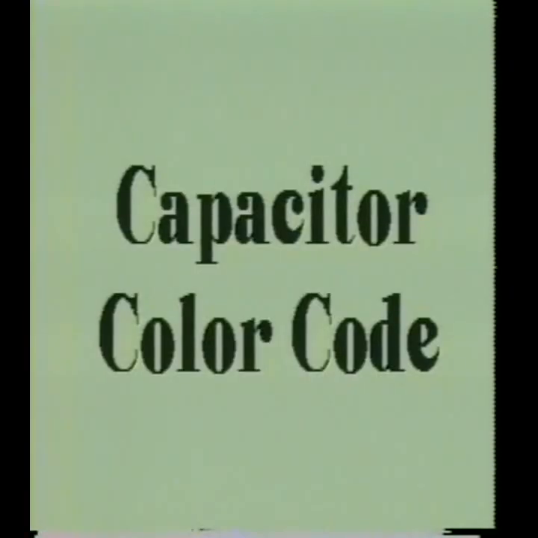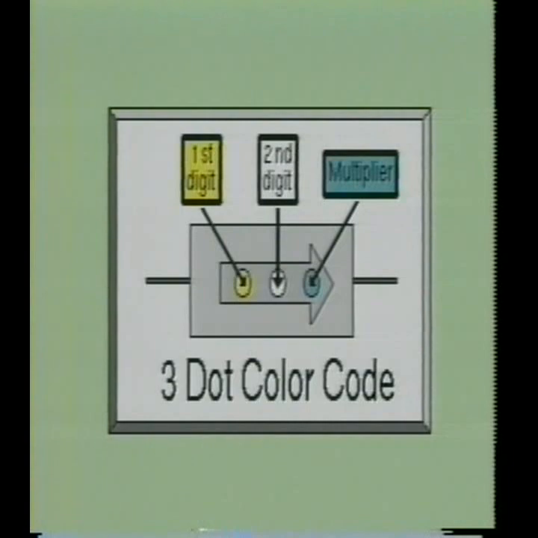Some capacitors, like the resistor, use a color code to identify their capacitance. Other capacitors have their working voltage and capacitance printed on them. The color code for capacitors is the same code used for resistors. The simplest code is a 3-dot code used with 500-volt mica capacitors. These capacitors have a tolerance of 20%.